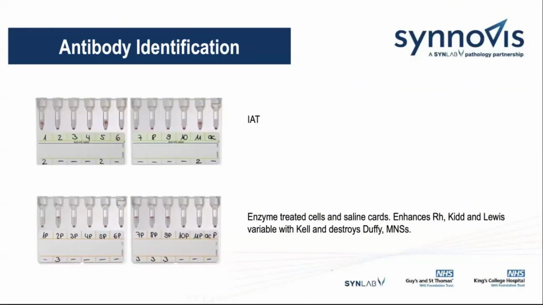The red cells are treated with an enzyme called papain before the patient's plasma is added. Papain enhances or destroys certain antigens. It enhances reactions with our RH, Kidd and Lewis and P1 antigens, but destroys M, N, and S and the Duffy antigens. So we use this to try and help us differentiate antibodies by observing how reactivity changes after the enzyme treatment. And also it can be really helpful when there's a complex mixture of antibodies.